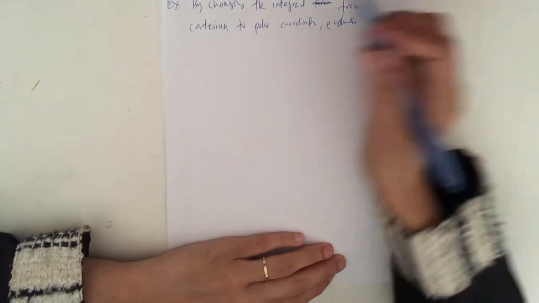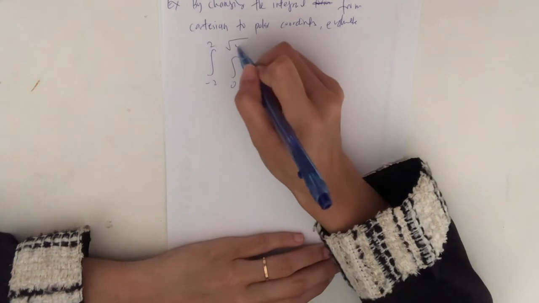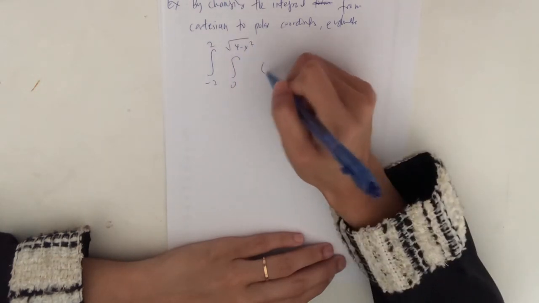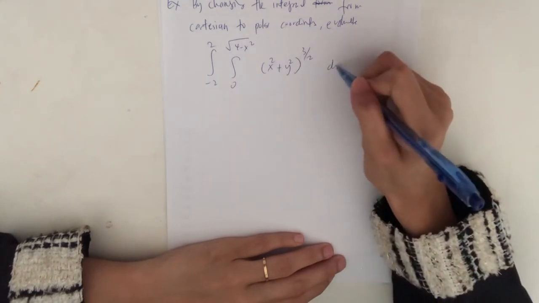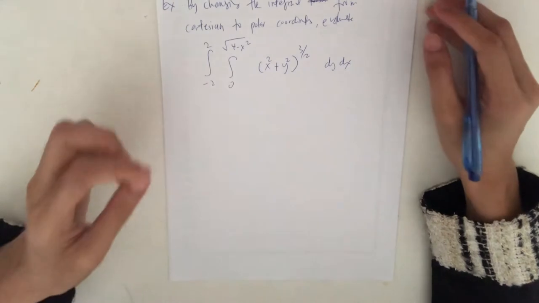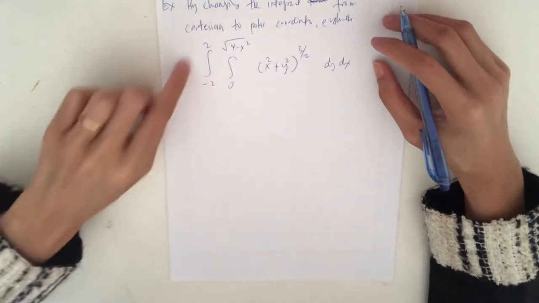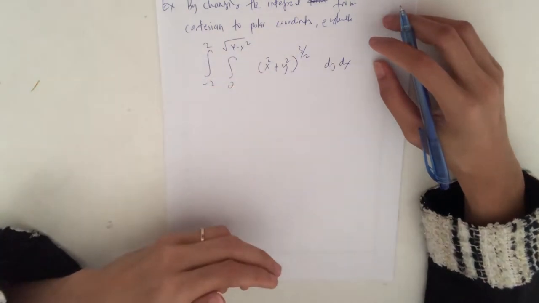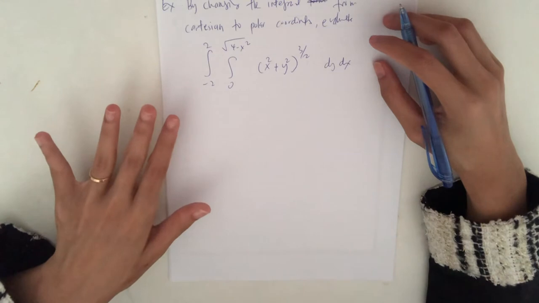Evaluate from negative 2 to 0, and 4 minus x square, the function here is x square plus y square to the power 3 over 2, dy dx. So you have this equation here. If you solve based on this question directly, you won't get any marks. You get what I mean?